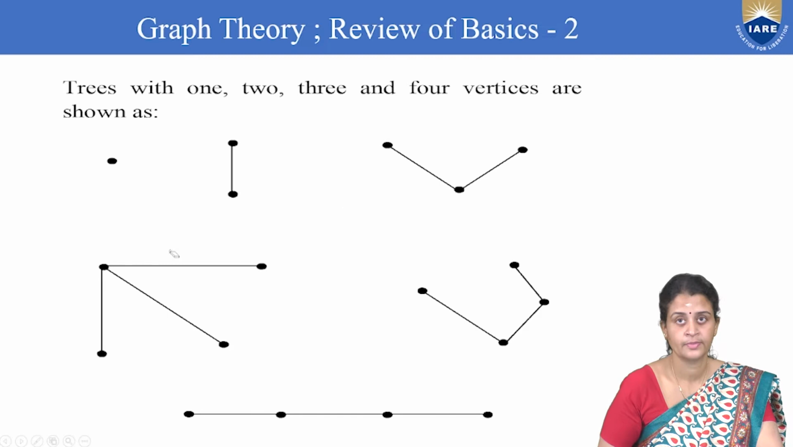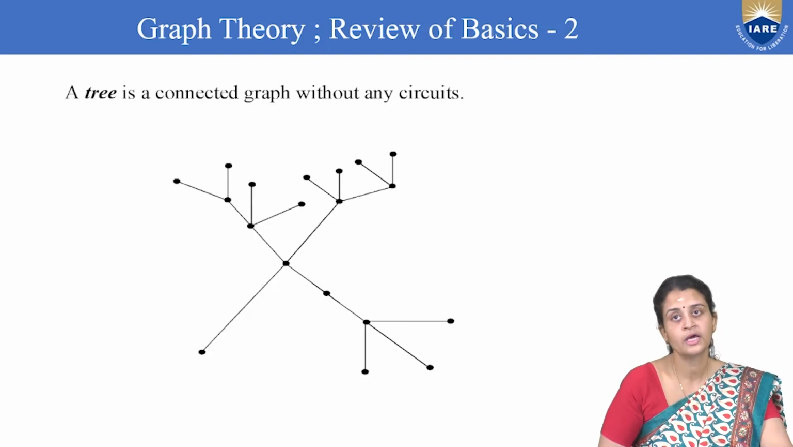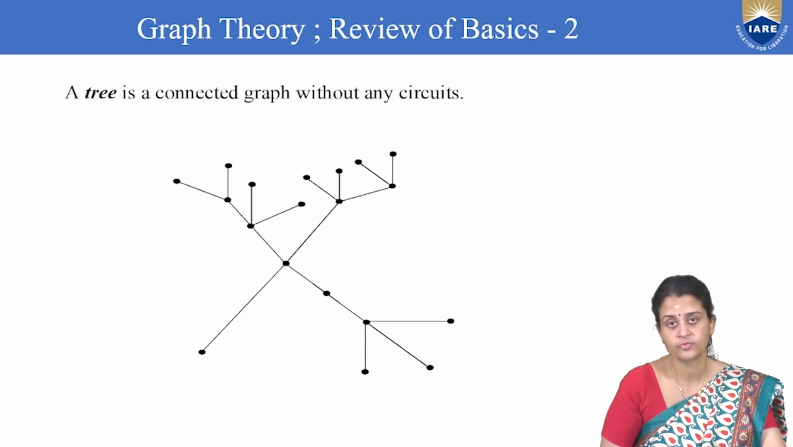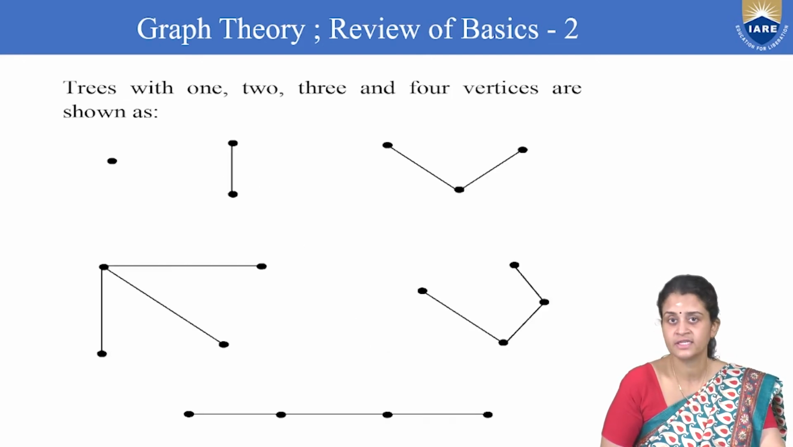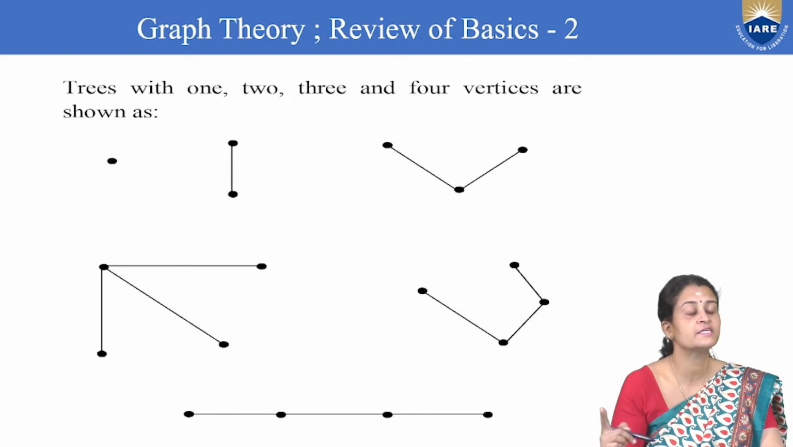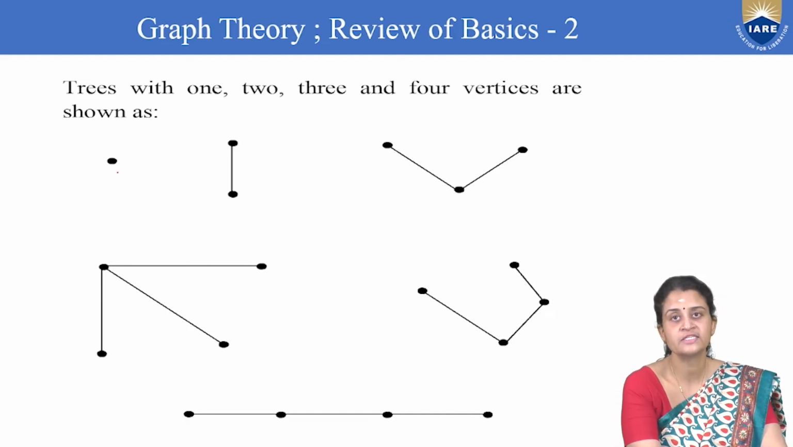We know that for a graph to exist, there must be at least one vertex. In the same way, there must be at least one vertex for a tree. So a tree with one vertex is this, a tree with two vertices is this, and trees with 3 and 4 vertices are like this. This is a tree with 4 vertices.